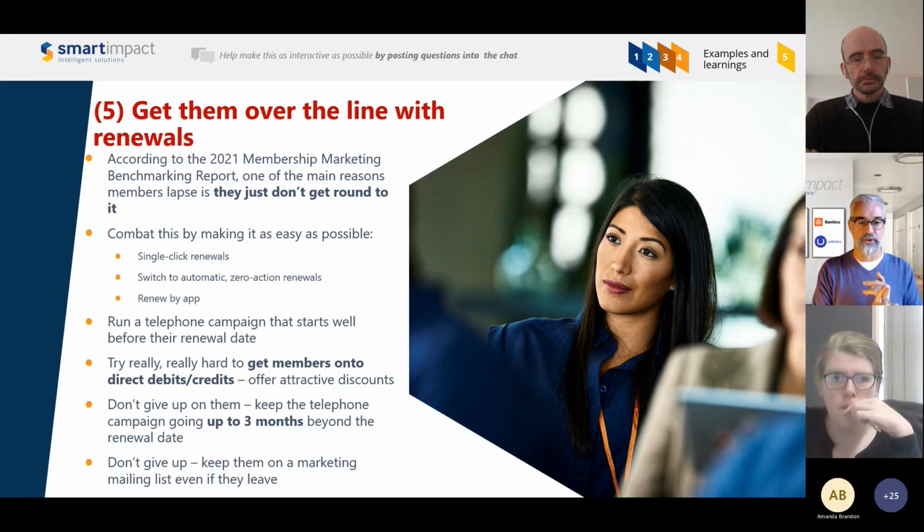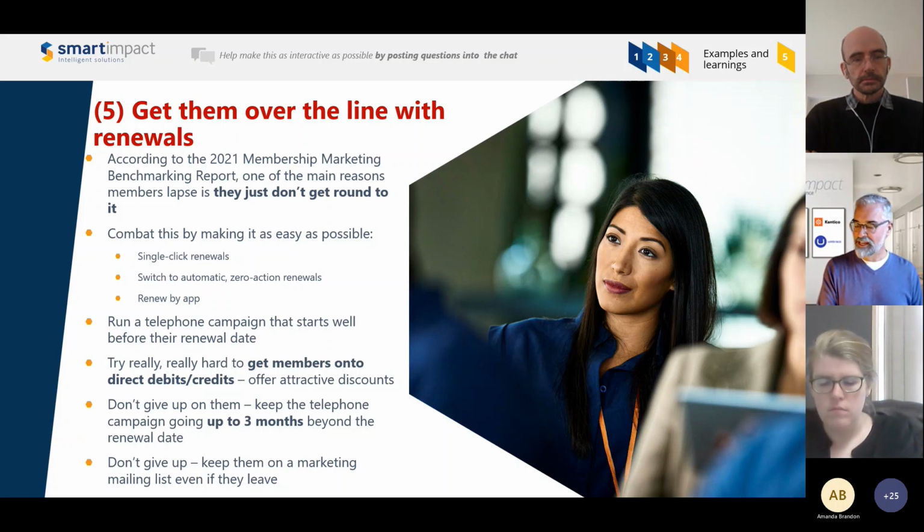Try to get people onto direct debit or direct credit. Try to make it easy to renew, like that call to action button on the portal, or even better, just have them on automatic renewals unless they cancel. Some organizations are very happy with that. Some it doesn't suit, and some are just unhappy or scared of doing that. But a number of our customers have moved to that area, and they've found it's massively improved their retention rate, as well as massively decreasing the effort they've got to put into it.